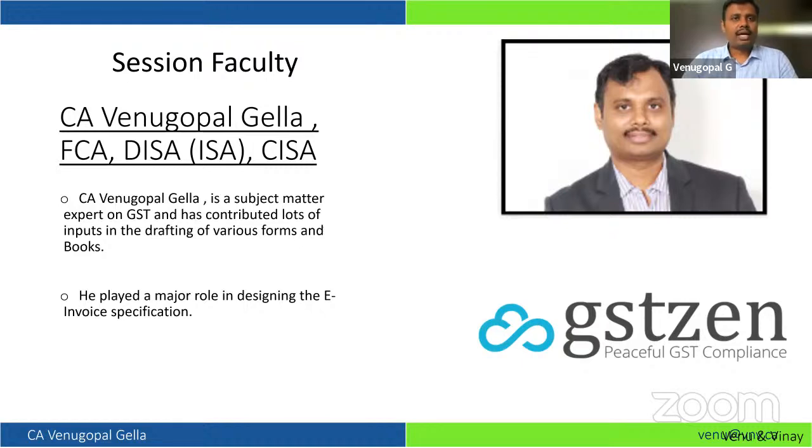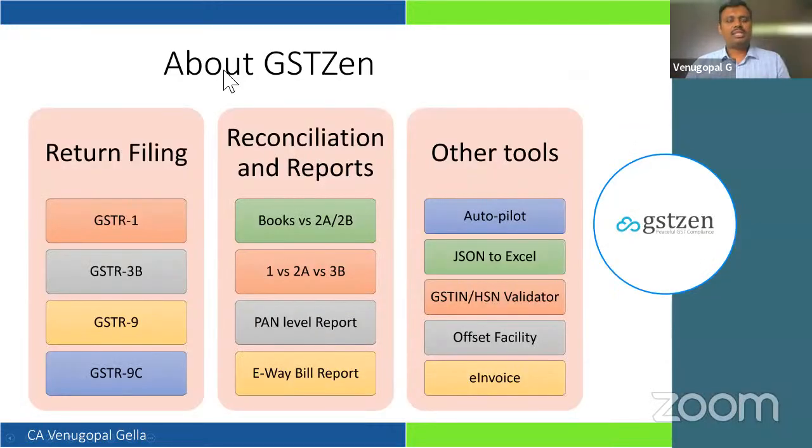With this little background, I would like to start the session by thanking you all for being here in today's session. Just to brief you about GSTZen, the host of today's session, GSTZen is an ASP and a GSP, which means they facilitate filing of returns. And what is commonly required for a regular return preparer is GSTR1, GSTR3B, GSTR9 and 9C. Most of the users of GSTZen are happy with the reconciliation reports.